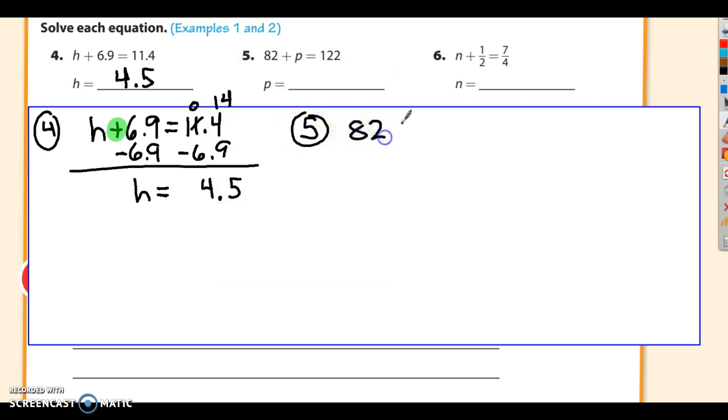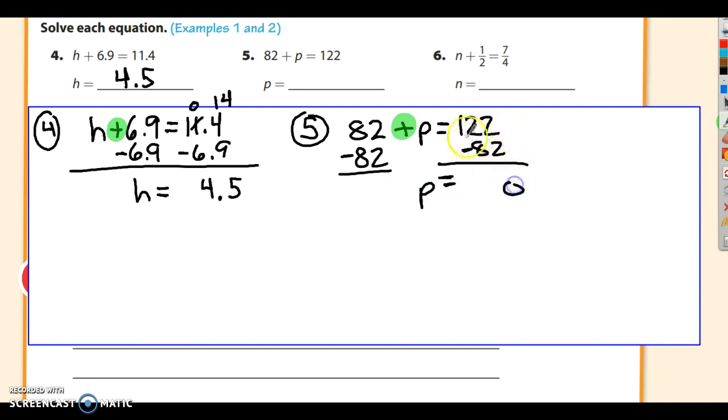82 plus p is equal to 122. This is an addition problem, and so I'm going to subtract 82. 82 minus 82 is nothing. All that's left is p. That's what I want. I just have to subtract 82 from here. 2 minus 2 is 0. 12 minus 8 is 4. The answer is 40. P equals 40.